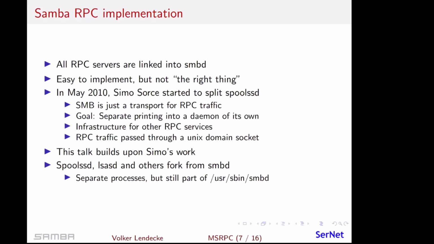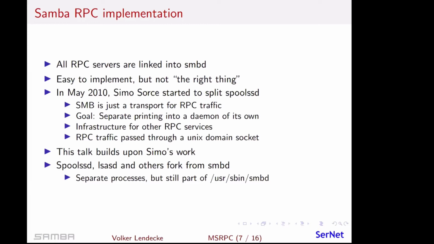And in 2010, Simo Sorce started to split out spoolssd. And Andreas told me that this was also to be done for LSA. And I just thought that spoolssd was the most important one. I'm not sure about this. What we have right now is we have for several RPC daemons or RPC services, you are able to run these services in separate processes. And this structure gets it right. It's just a transport. So SMB in this case is just a transport for the RPC traffic.